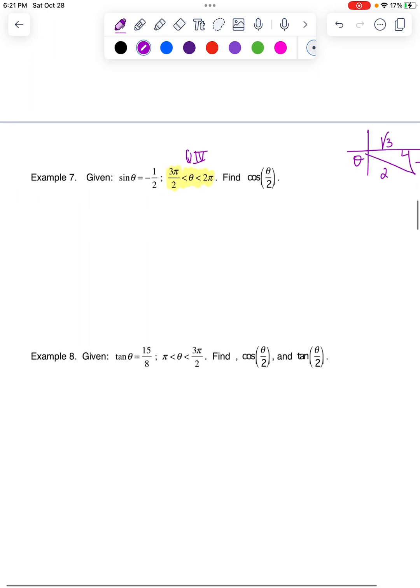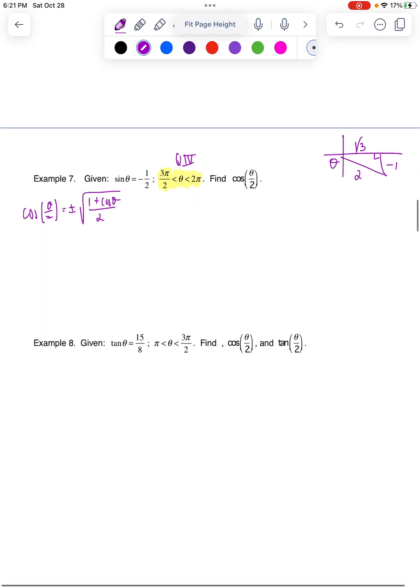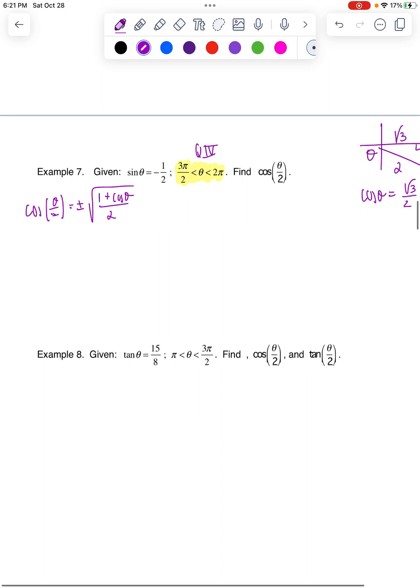So again, we're dealing with the cosine half angle formula. So I have the cosine formula is equal to the plus or minus square root of 1 plus cosine of theta all over 2. Now cosine of theta in this case is just adjacent over hypotenuse, so that's just radical 3 over 2. So I'm going to plug that into my formula. So I have 1 plus radical 3 over 2 divided by 2.